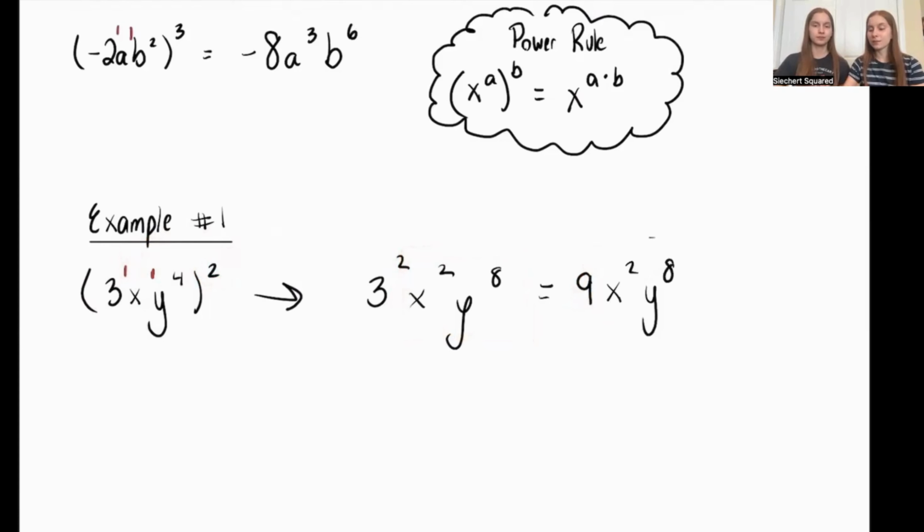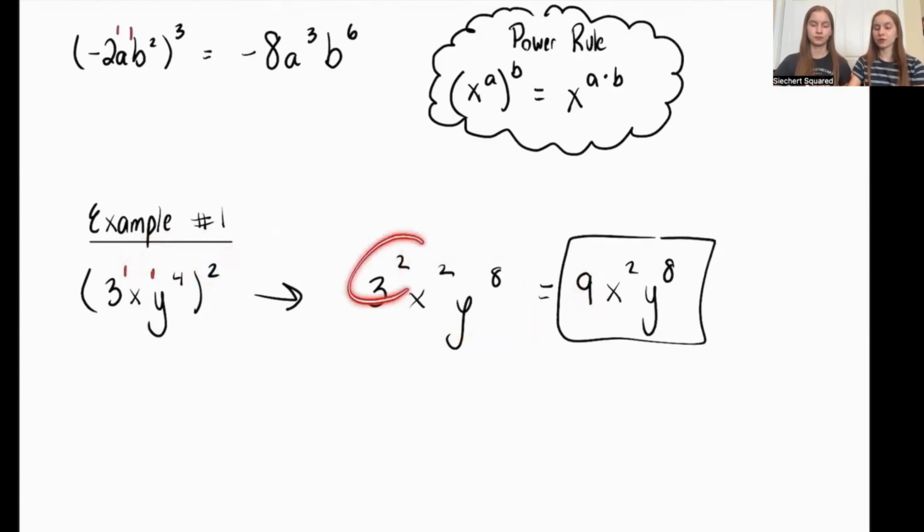So we ended up being able to simplify this little chunk because we know what 3 times 3 is. We don't know what x times x is, and we don't know what y to the 8th is. But if there's any number with an exponent, we typically simplify that as much as we can. And that is our final answer.